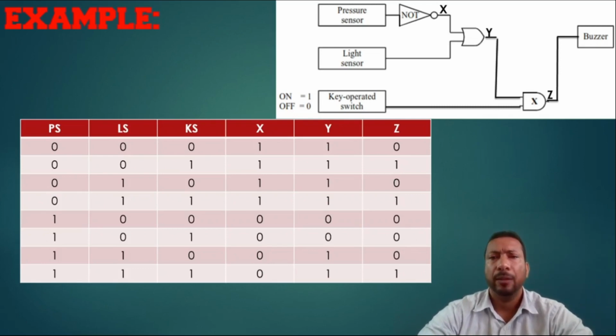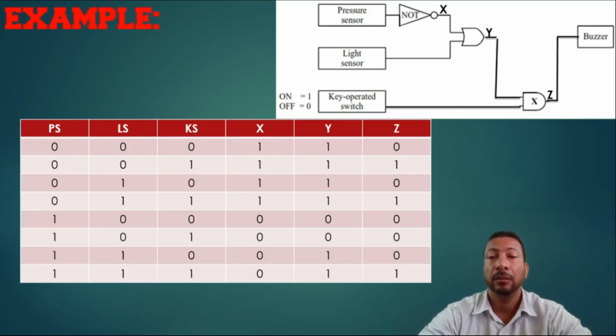Output Y, its inputs are X and the light sensor, and it's the OR gate, so we need to add those. Or we could remember that anytime any of the inputs is high, then the output is high. So when we look at the LS column and the X column, anytime we see a 1, then Y is going to be a 1. So we have 1 1 1 1 0 0 1 1.